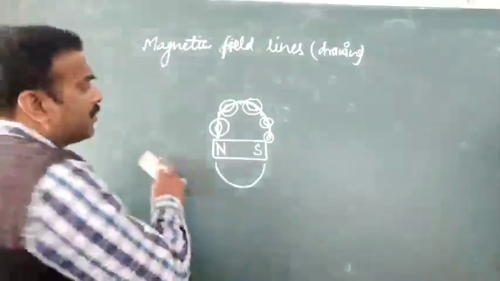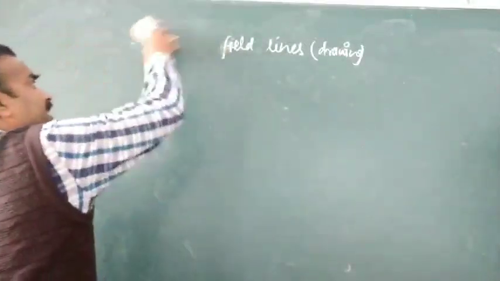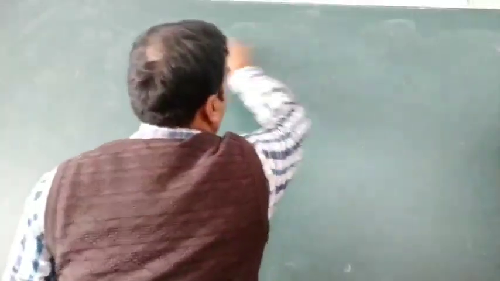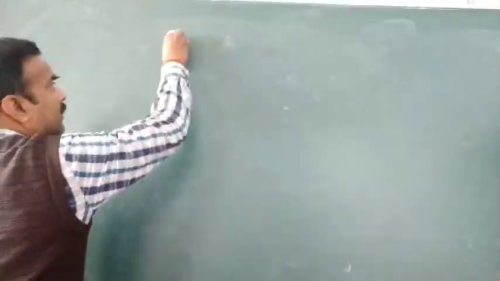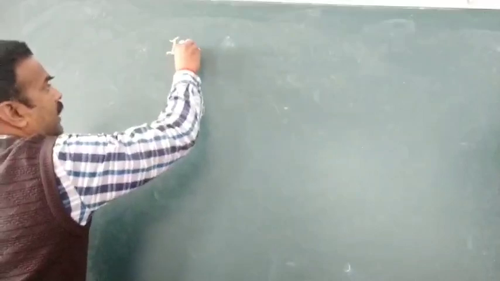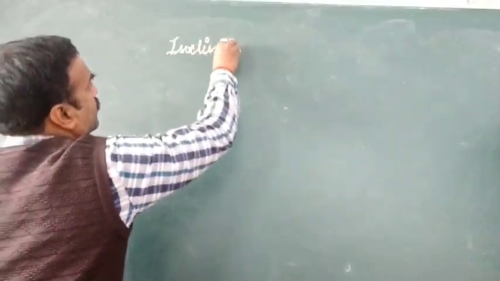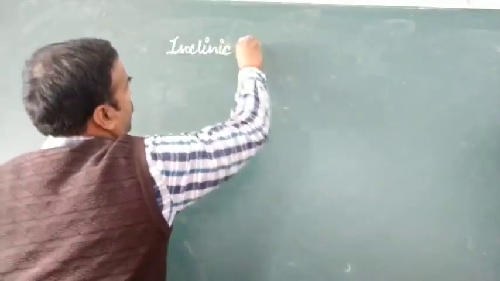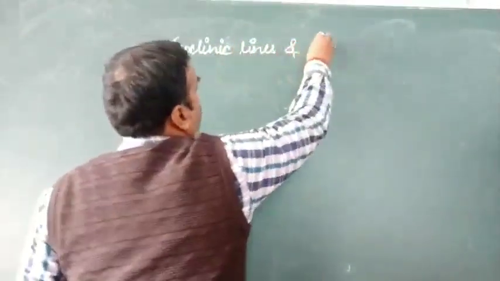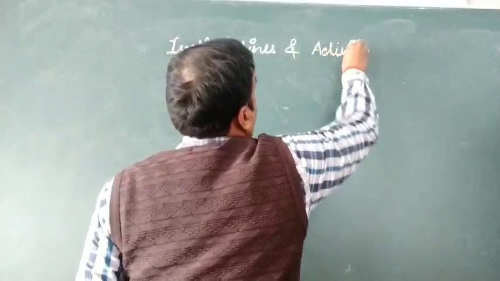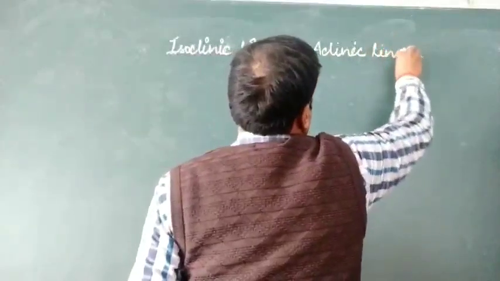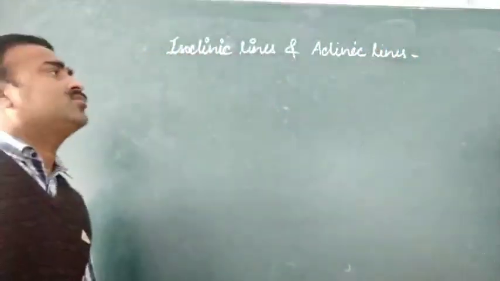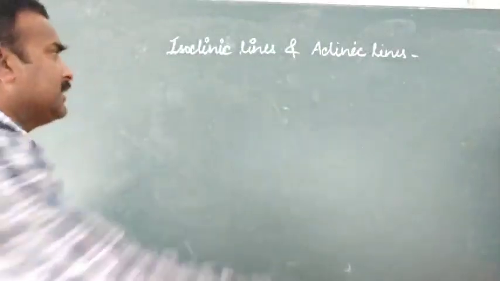Okay, now I think most of the topics are completed, but one or two topics are still left: isoclinic lines and aclinic lines. Okay, isoclinic lines and aclinic lines. How can we define isoclinic and how can we define aclinic lines?